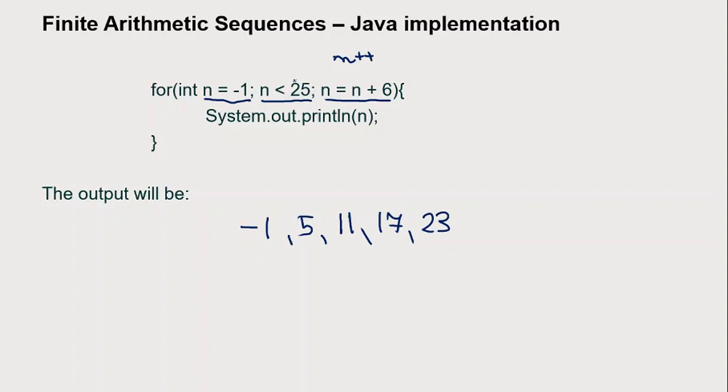We have been bounded by the condition that n must be less than 25, therefore I'm not printing and I'm not executing anything inside of this for loop anymore. So I ended up with a finite arithmetic sequence with 5 terms, starting with -1, ending with 23, with common difference, as you can guess, 6. So that's how I implemented my arithmetic sequence.